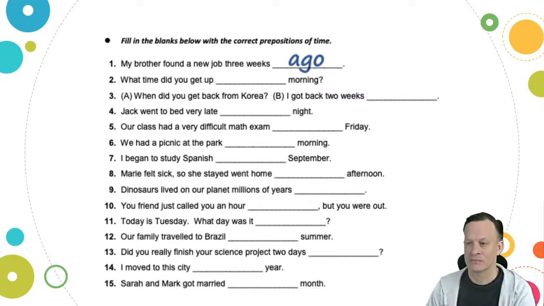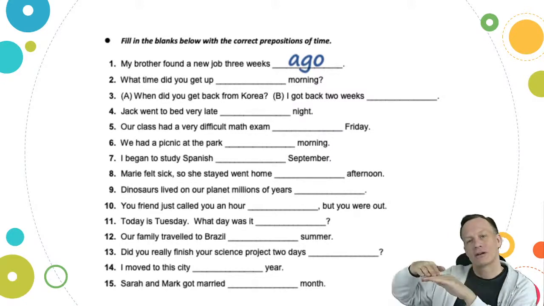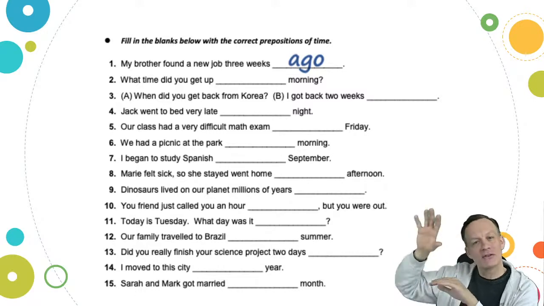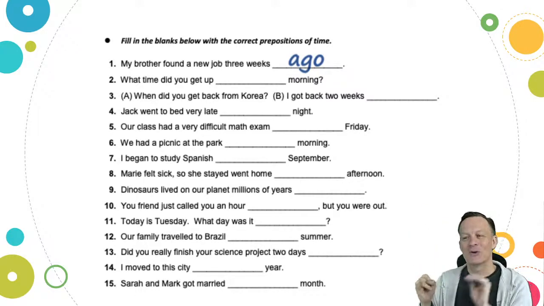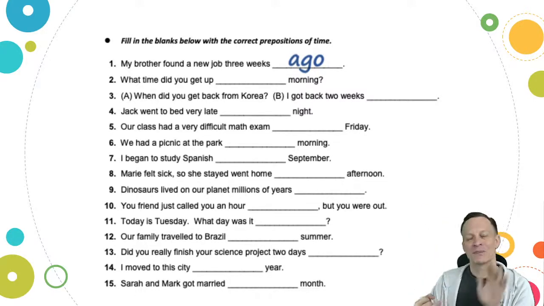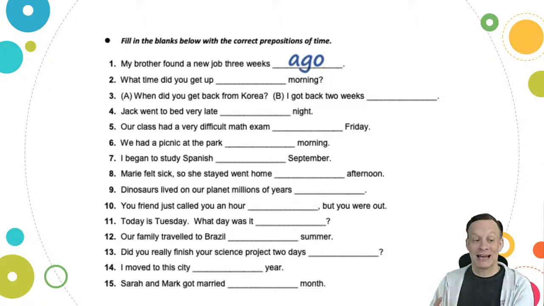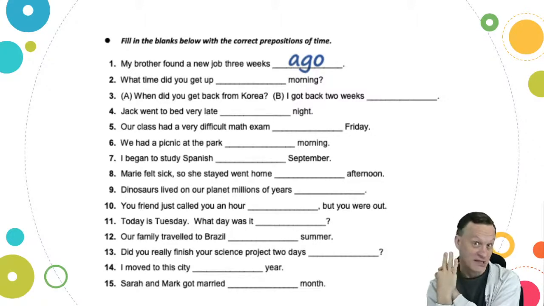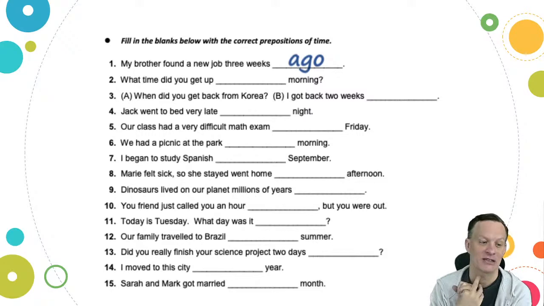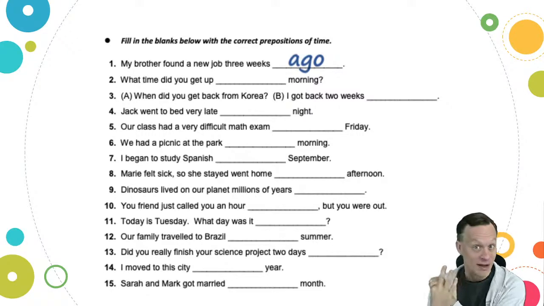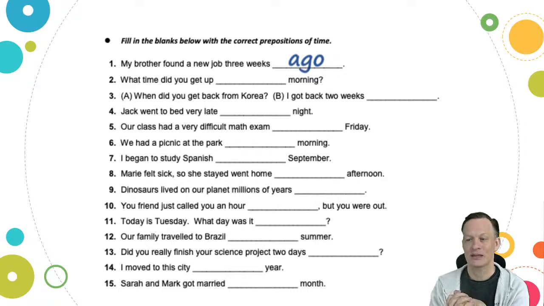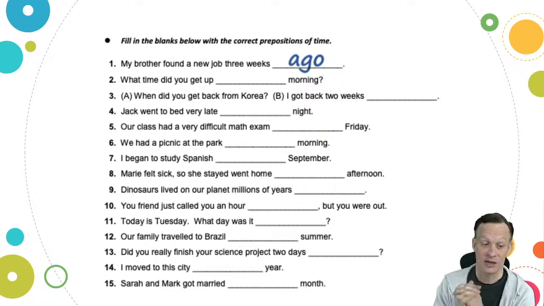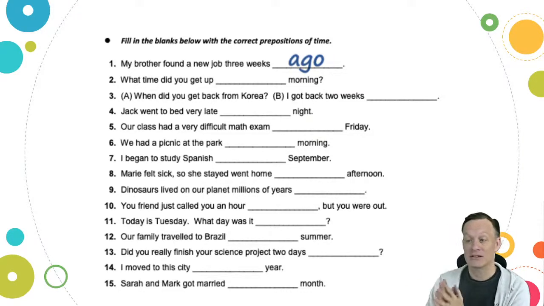So because I had to eliminate the top part of the exercise, remember only with ago, yesterday, or last. Those are the 3 options that you have to answer the questions. Okay, so this is correct, but it's not one of the options. So number 6, we had a picnic at the park yesterday morning. I began to study Spanish last September.